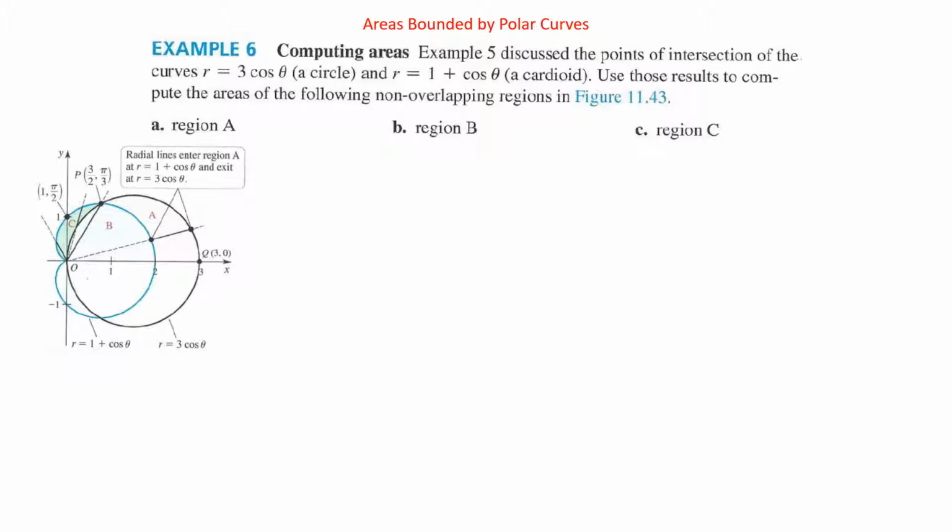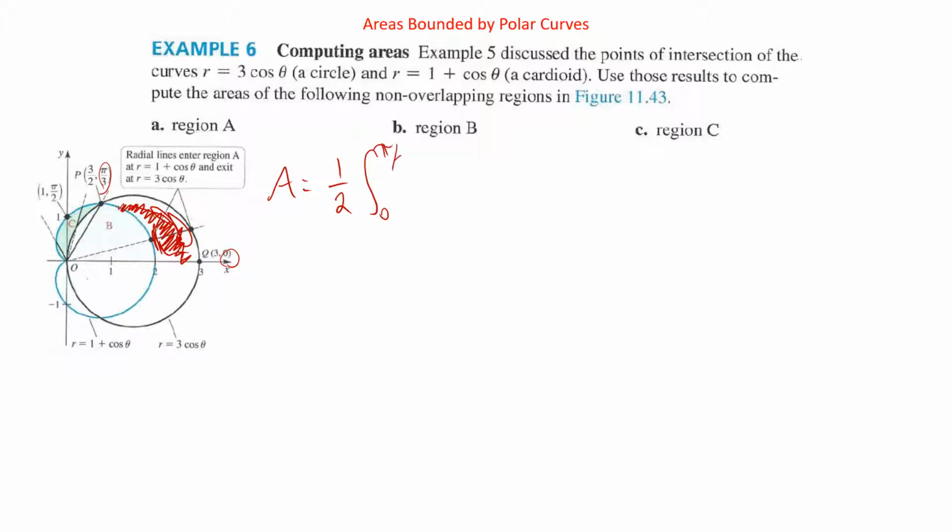Region A, by the way, looks a little bit weird. It's there, and it goes all the way down here. That line was just showing us the outer one minus the inner one. The outer one is the circle. The inner one is the cardioid. So to find the area of region A, we're going to have 1/2 the antiderivative. We're going to start at 0 and go to pi over 3.